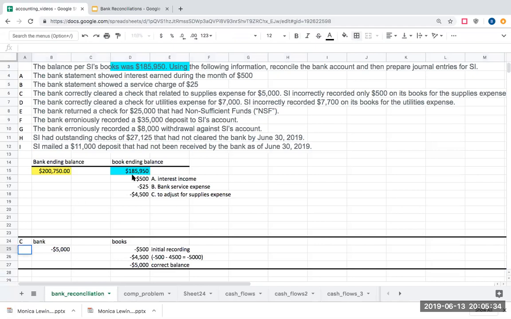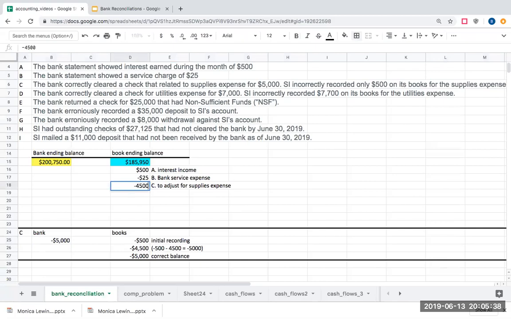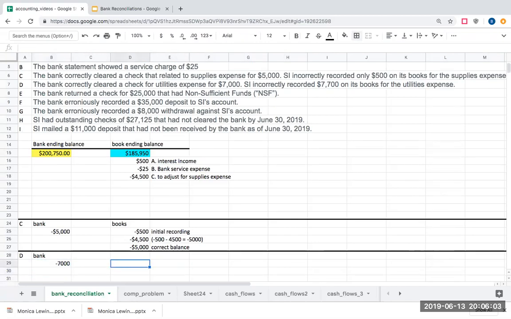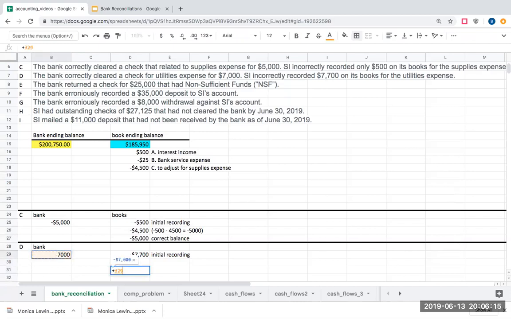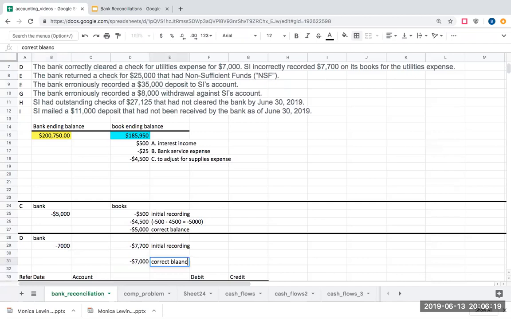And now we're going over here to letter D. Here on my bank records, the bank correctly cleared a check for utilities expense for $7,000. SI incorrectly recorded $7,700 on its books for the utilities expense. So on my bank, I recorded $7,000, which was correct. However, on my books, I had $7,700 as my initial recording. This is not correct because the ending balance should be $7,000. The bank correctly cleared the check for $7,000. I incorrectly had this at $7,700, so I know I'm going to have to adjust my books.